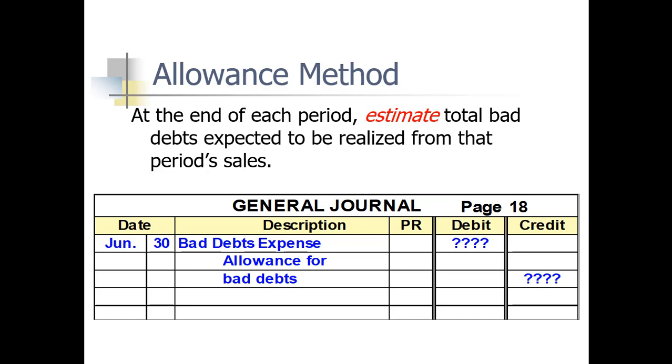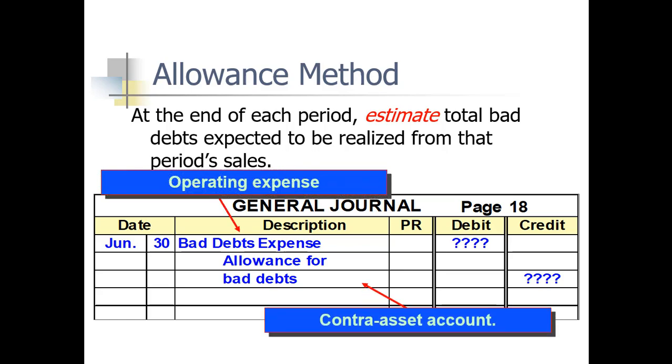Remember, if something is a contra asset account, that means that it's reported with my assets, but it has the effect of bringing the balance of those assets down. So it has the opposite balance of all my other normal assets. As you can see here, this allowance for bad debts has a credit balance.